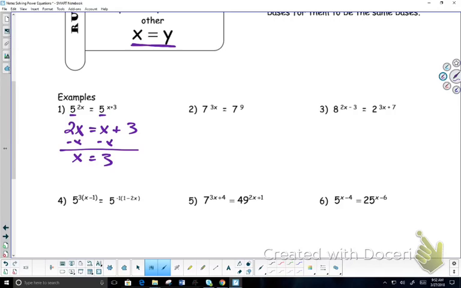Next one, number 2, we have like bases. The base is 7, which means we can drop our base and set our exponents equal to each other. Now we'll get x by itself, divide by 3, and we have x equals 3.